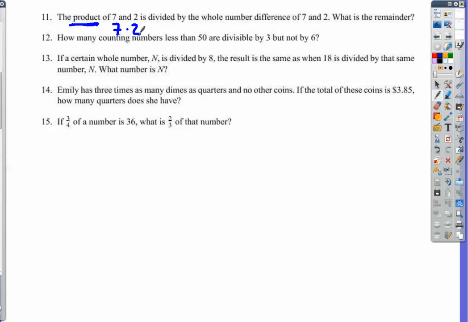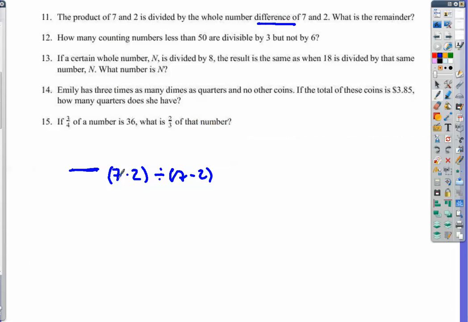And then we are going to divide 7 times 2 by the whole number difference. Difference means subtraction of 7 and 2. And we want to know what the remainder is. So let's take a look at this.